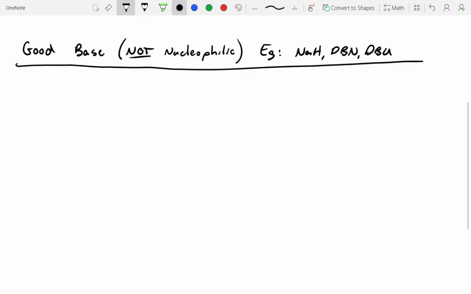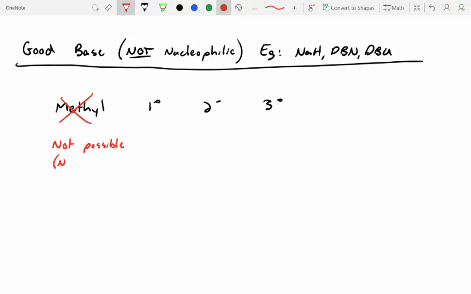Okay, so if we've got a good base that's not nucleophilic, again, we're going to be doing some elimination reactions, but we won't do any substitution reactions. So we'll do the same sort of chart again. Can we do any elimination reactions on a methyl substrate? No, what's the problem? No beta protons. Yeah, no beta protons on a methyl group, so we could say not possible.